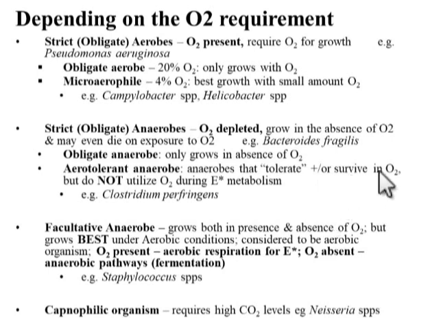Facultative anaerobes grow in the presence or absence of O2, but grow best under anaerobic conditions. So they prefer anaerobic conditions, but if you have some oxygen, they will tolerate that oxygen. And they use oxygen for energy, for respiration. And the last category is the capnophilic organisms, which require CO2 levels, like Neisseria species, for example.